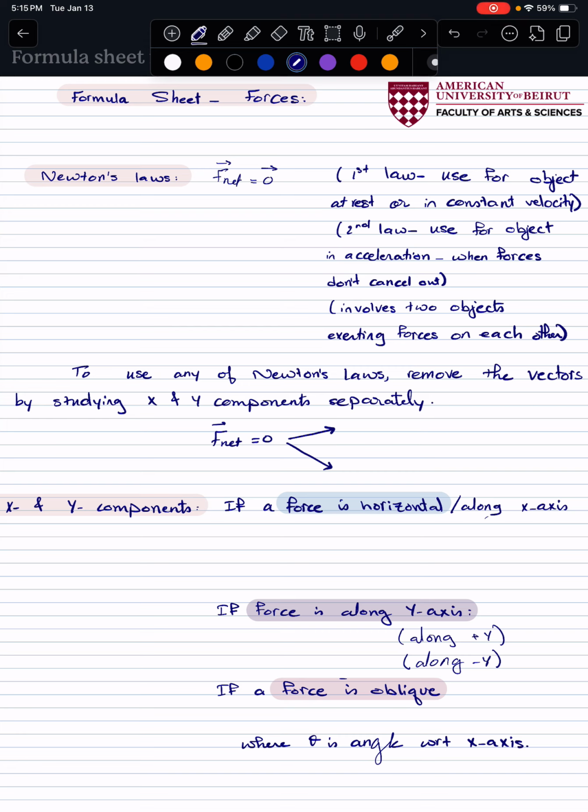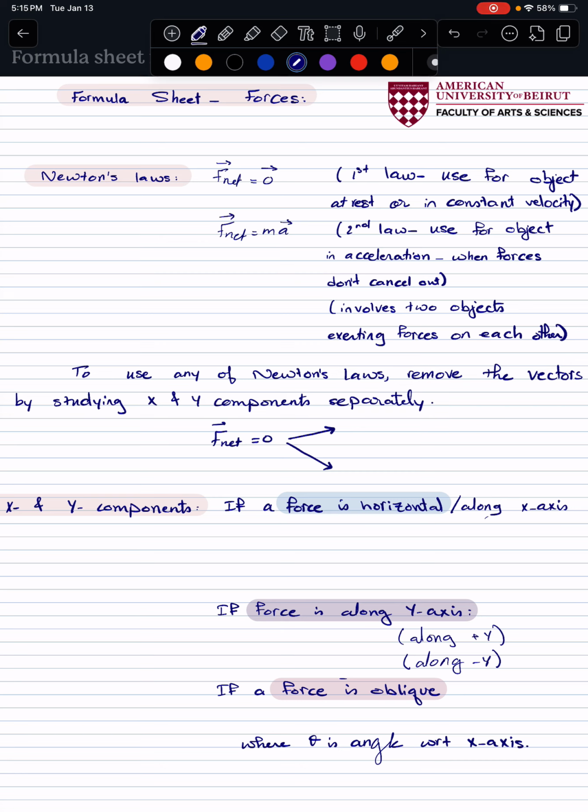The second case is the second law, which we use if the objects are accelerating, and in that case, the forces are not balanced, they don't cancel out to 0. F net is not 0, rather it's equal to m times a. Again, I'm keeping vector notations for now.